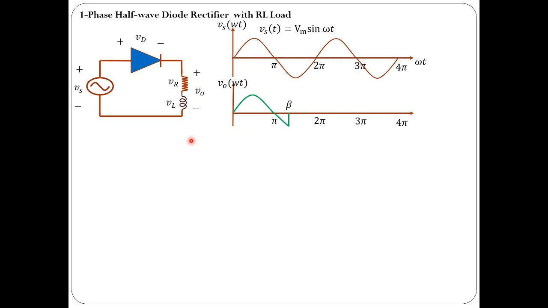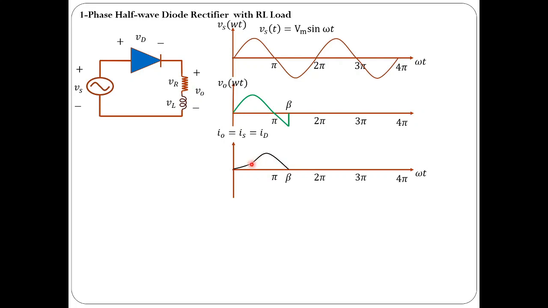Now, for omega t ranging from 0 to beta, the current flows from the source to the load through this diode, and it has this kind of wave shape. This wave shape is not similar to the output voltage wave shape, because the load is not purely resistive. In case of resistive load, the output current would follow the output voltage wave shape, but it is not a pure resistive load, it is RL load. So the wave shape would be somewhat intermediate between the R load current wave shape and the L load current wave shape.